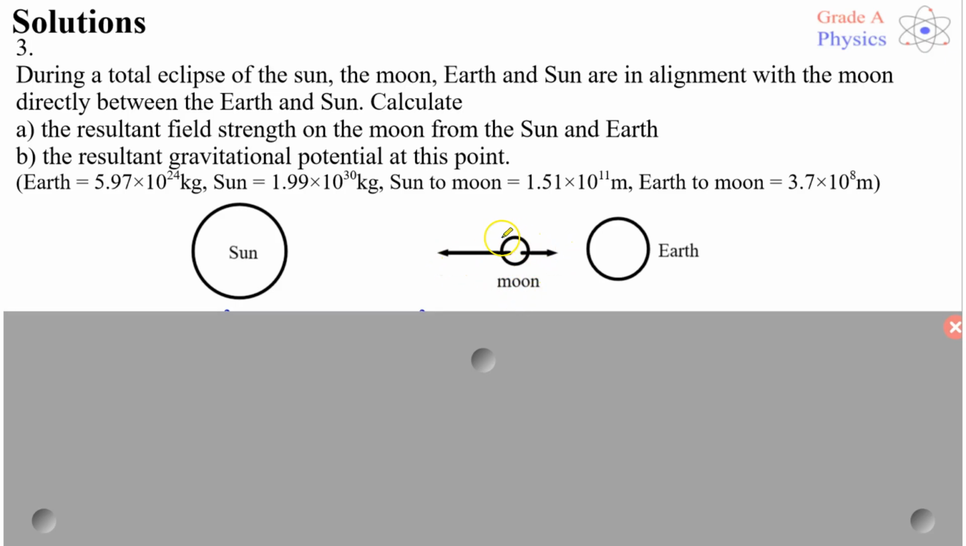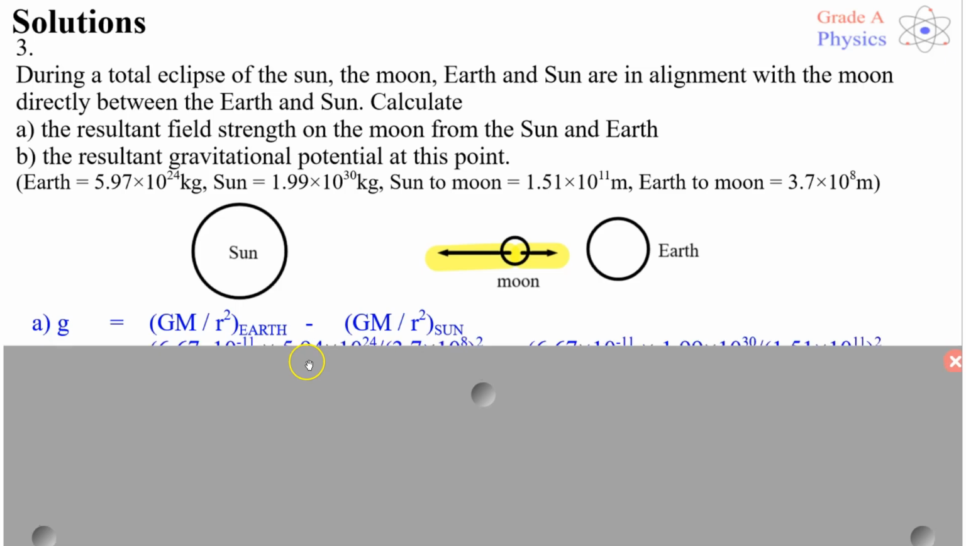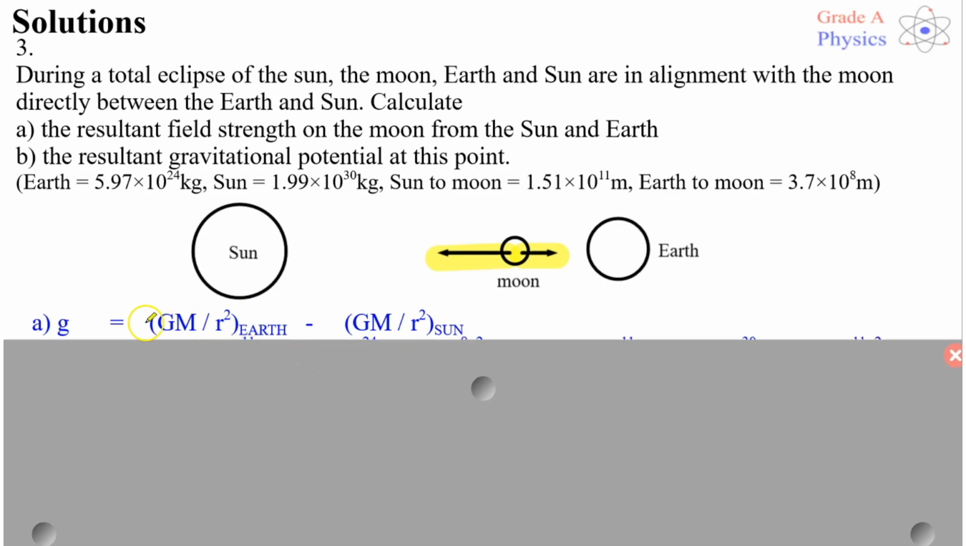So we need to think about what's happening in terms of the forces, what's happening in terms of the gravity. So the moon is between the sun and the earth, so we have an attractive force between the sun and the moon, pulling it to the left. We have an attractive force between the earth and the moon, pulling it to the right. So what is part A, the resultant field strength? So we're trying to find little g.